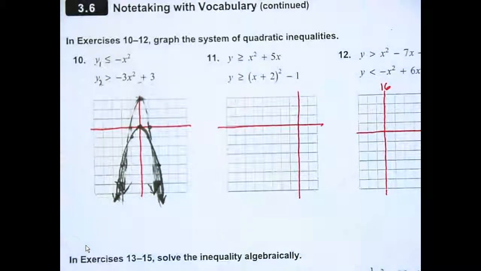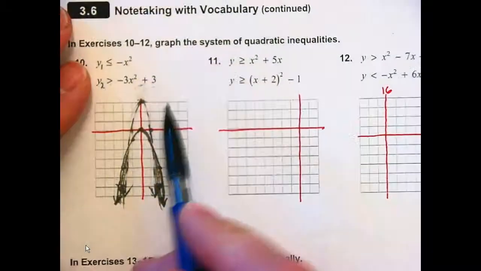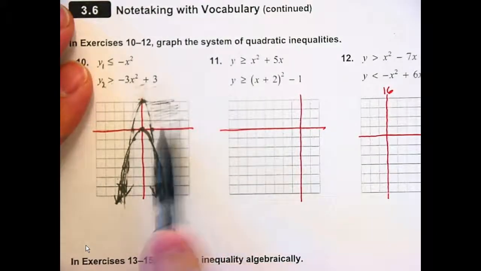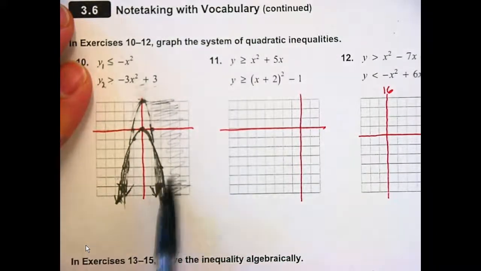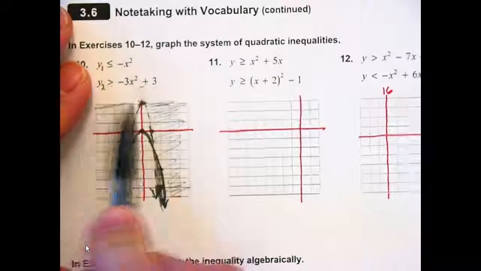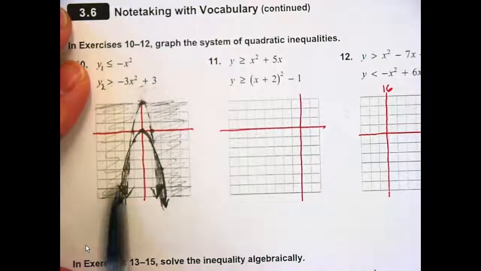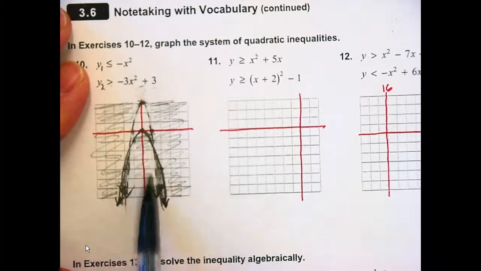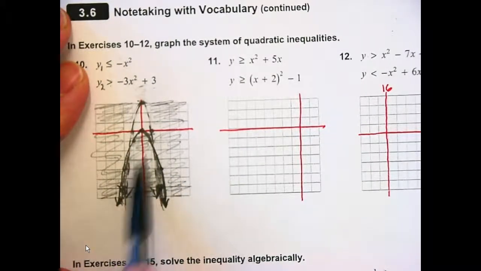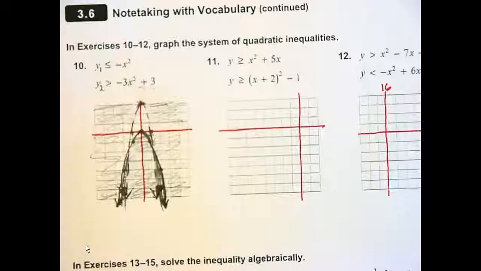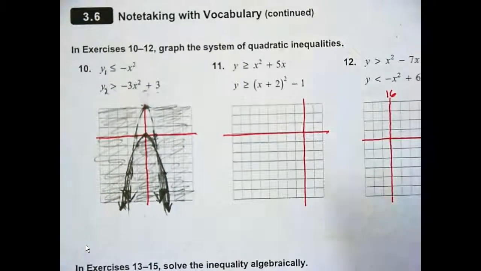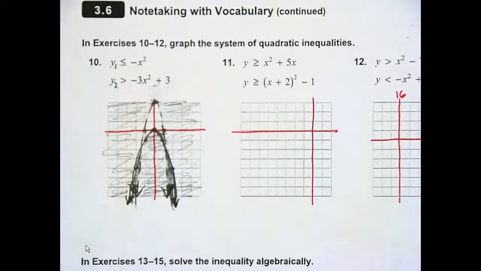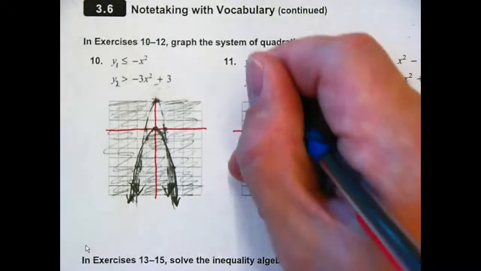Hey guys, on number 10, the question came up, could I just shade out here? Could I actually shade the two different areas? And then just darken in the overlapping region? And the answer is, yes, you can. So if yours looks more like that, that would be fine. Just darken in the area where they overlap. Okay, that's fine. Y1 and Y2 there.